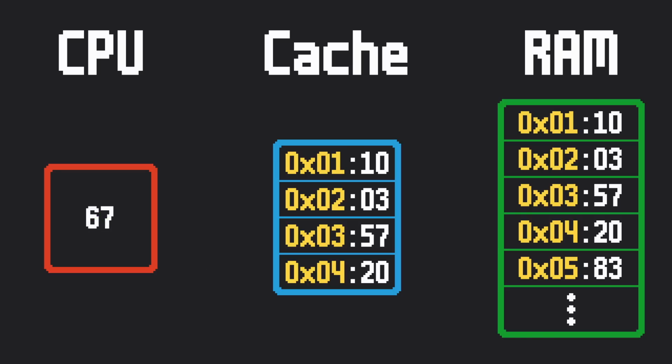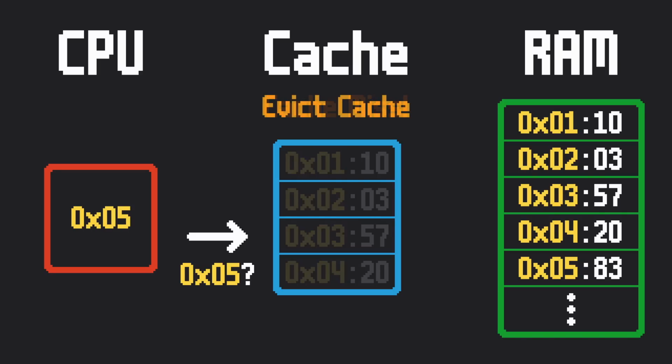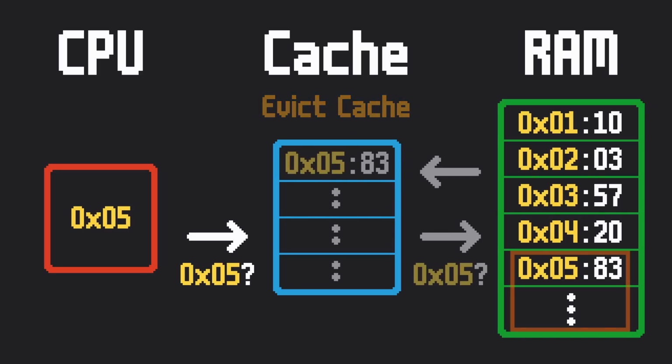Let's say we want another value, this time the value at address 5. Again, we ask the cache, however, it's not there, so we get another cache miss. But the cache is full, so we have to first evict the cache to empty it. Then we grab the new cache line.